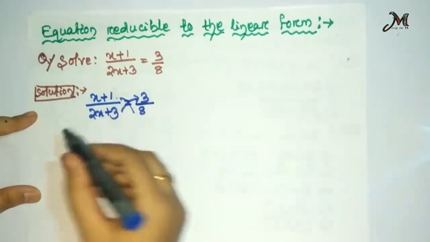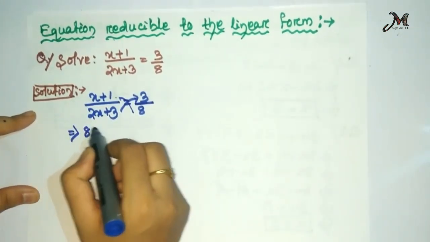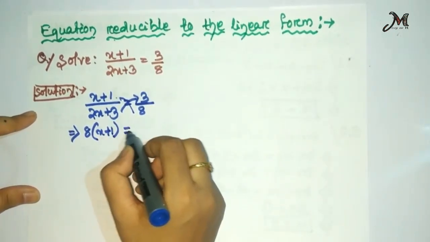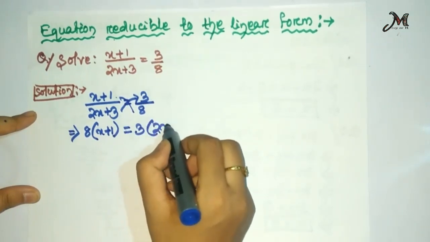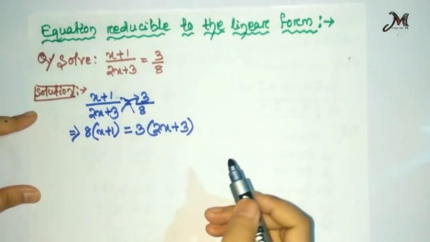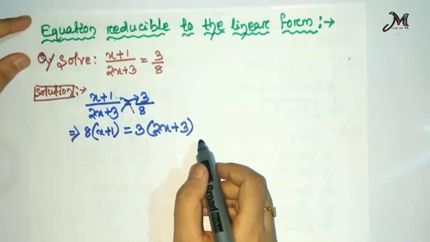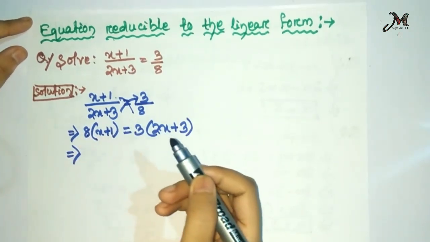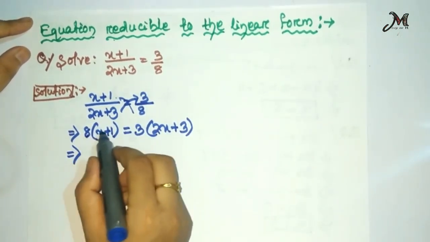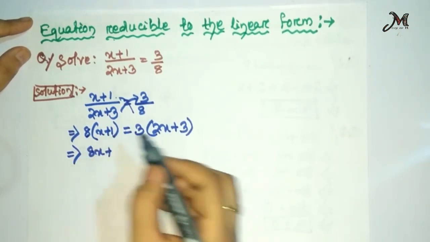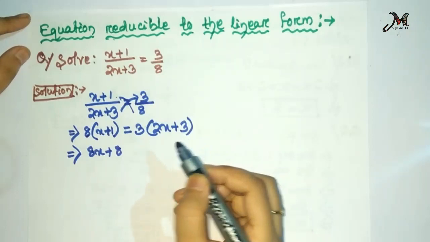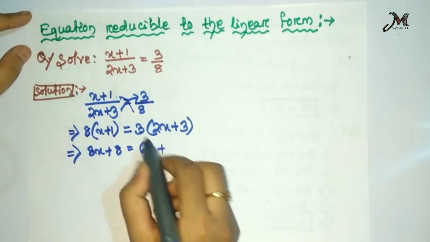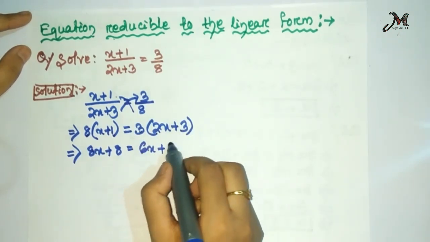Okay. So it will become 8 into (x plus 1) equal to 3 into (2x plus 3). Clear? Now we can write 8 into (x plus 1) as 8 into x, 8x, plus 8 into 1, that is 8. Now 8x plus 8 is equal to 3 into 2x, that is 6x, plus 3 into 3, that is 9.